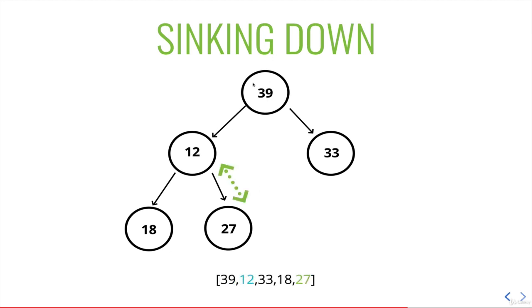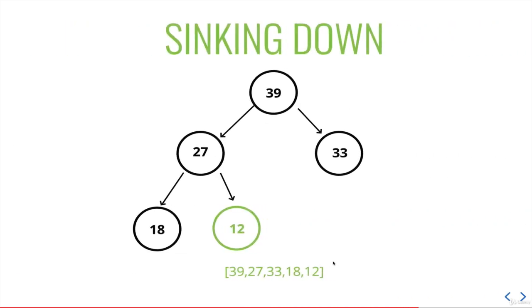Okay, so now that 39 is in the correct spot, we go back to 12 and we compare it to its new child, or both new children actually, and we're going to swap it with the larger one, if one of them is larger. If both of them are smaller, then we're in the correct spot and we don't need to swap. But in this case, both are larger. So we're going to swap 12 and 27. And we do just that, and we're done.